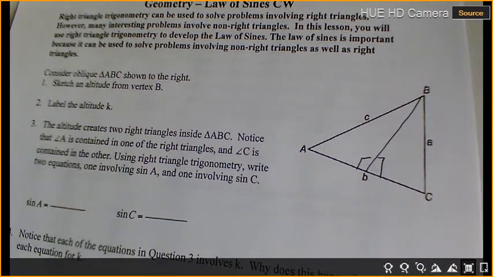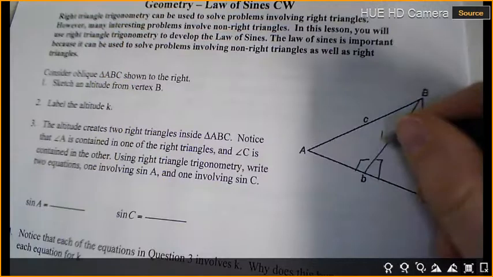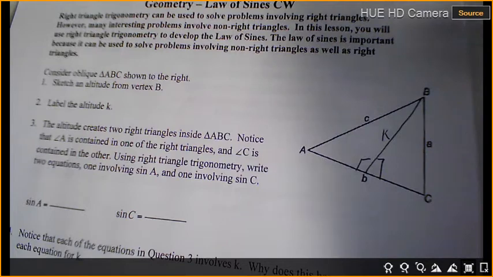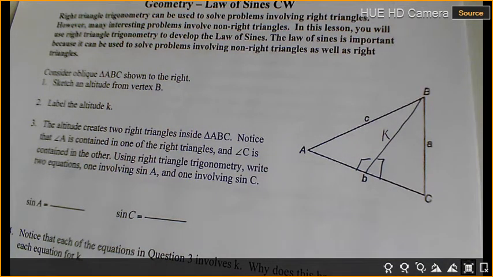Okay? And we're going to label this altitude K. We've got little side a, little side b, little side c. We've got angle A, B, and C. And now we've got side K. The altitude creates two right triangles inside ABC. Notice that angle A and angle C is contained in those triangles.